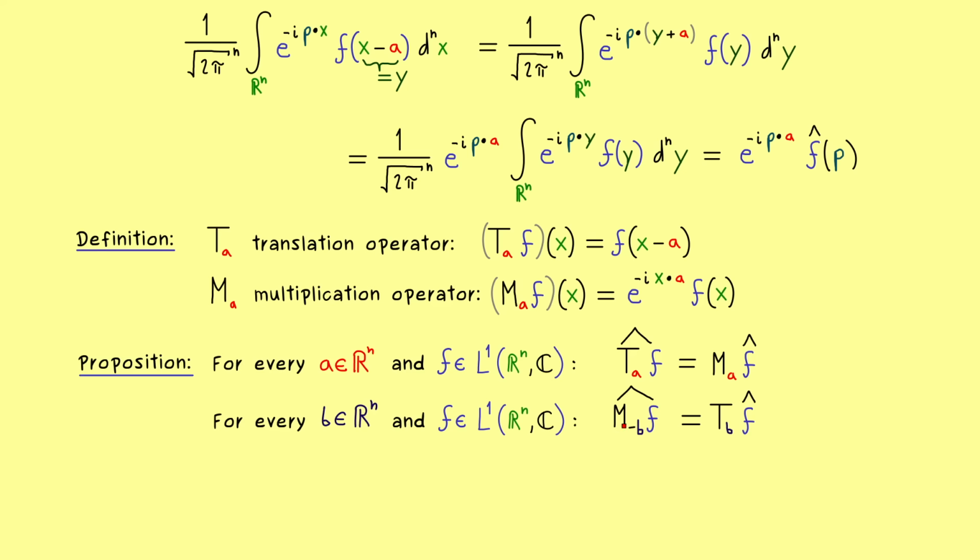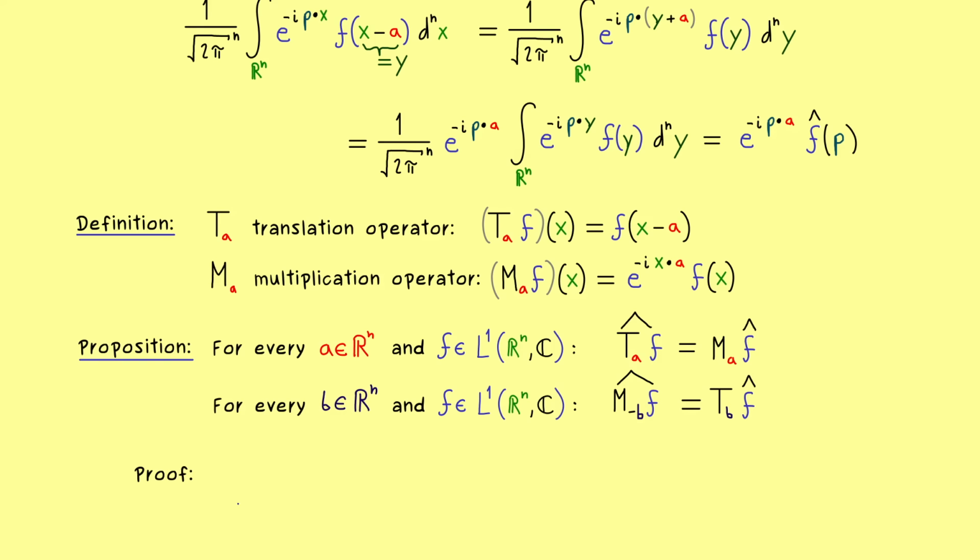Still everything else looks the same, so if you want to pull the multiplication operator out of the hat, it becomes a translation operator. So this is definitely something you can easily remember, but you should always be aware where the minus signs are in the equations. Otherwise, I would always say it's good to have this nice mnemonic device which says that translation operators and multiplication operators exchange in the Fourier transform.